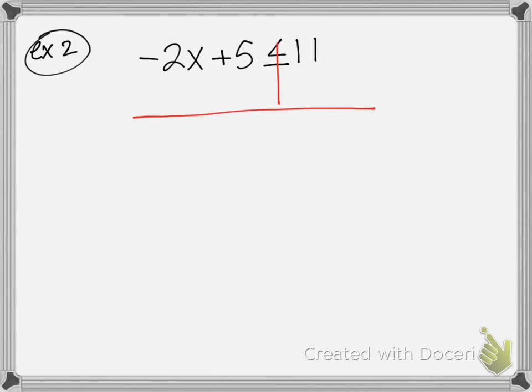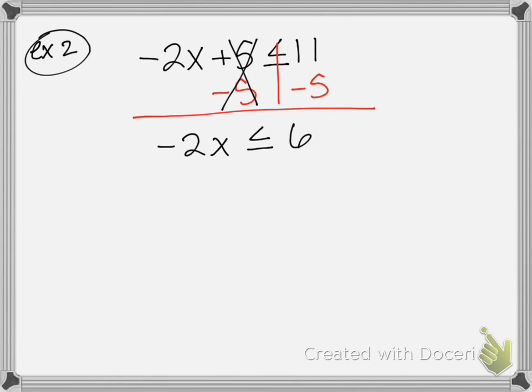Let's look at example number 2. Let's say we have negative 2x plus 5 is less than or equal to 11. Okay, so for my first step, I'm going to get rid of this plus 5 by doing the opposite of plus 5, which is minus 5. So we got negative 2x. This cancels out to a 0. I haven't done anything with a negative like divide or multiply, so I'm just going to keep it as it is. And then 11 minus 5 is going to be 6.